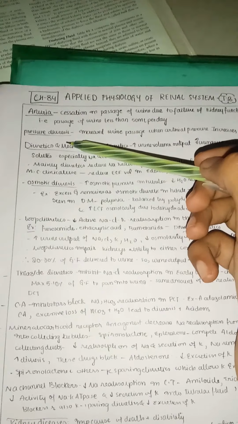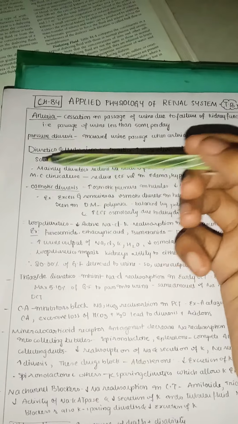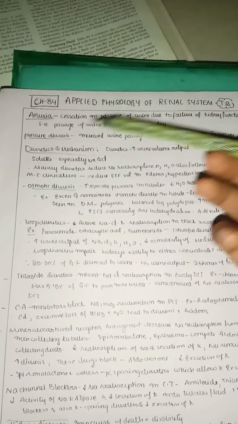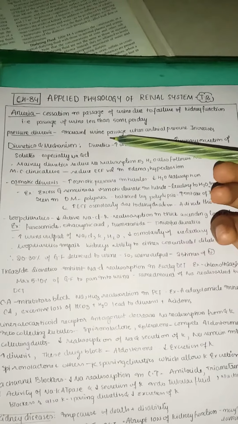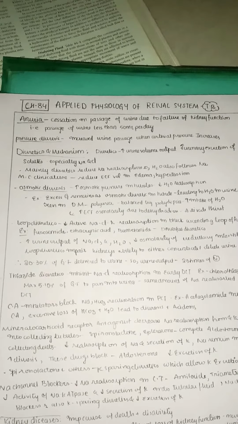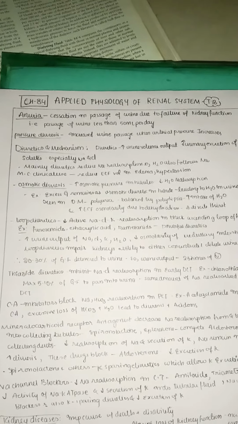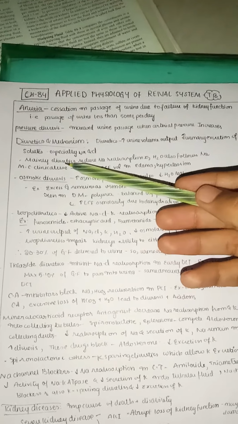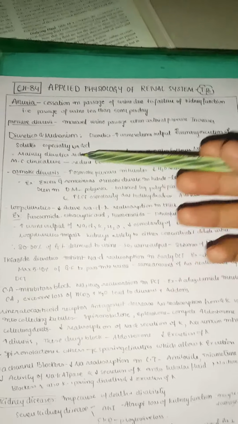The next, pressure diuresis. In the name itself you can see that because of high pressure, a higher amount of urine is formed. So there is increased urine passage when arterial pressure increases. Because arterial pressure has increased, it will lead to more pressure, and because of this pressure the urine will start getting out. Now diuresis and mechanism, let us see how these are associated.